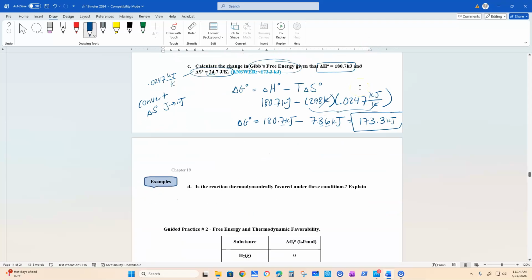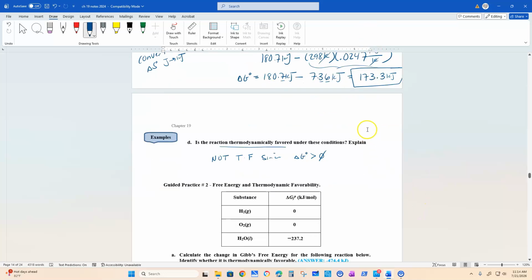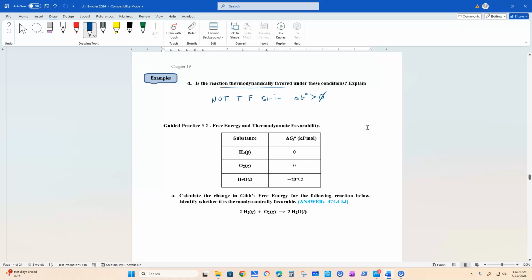Last question before we do a different one. Is it thermodynamically favored? Well, our delta G is positive, so this is not thermodynamically favored since delta G is greater than 0. Okay, and that's it, ladies and gentlemen. Let's just do a couple more examples.